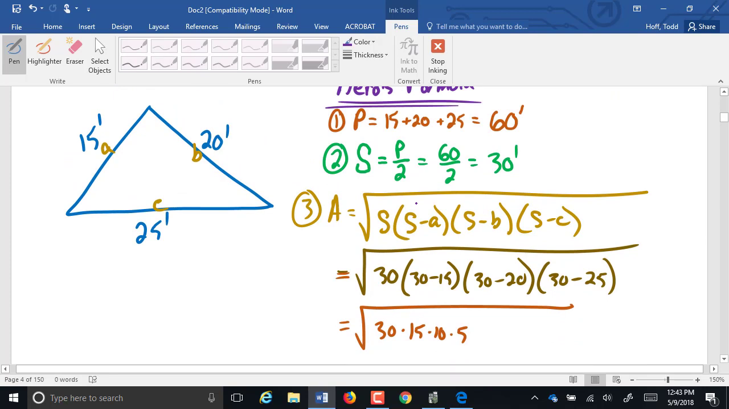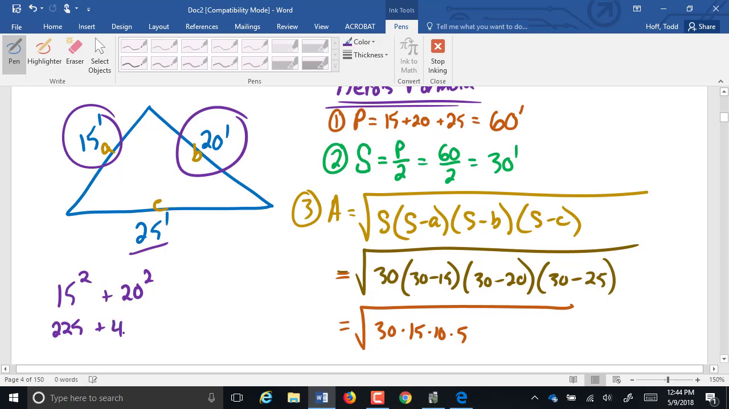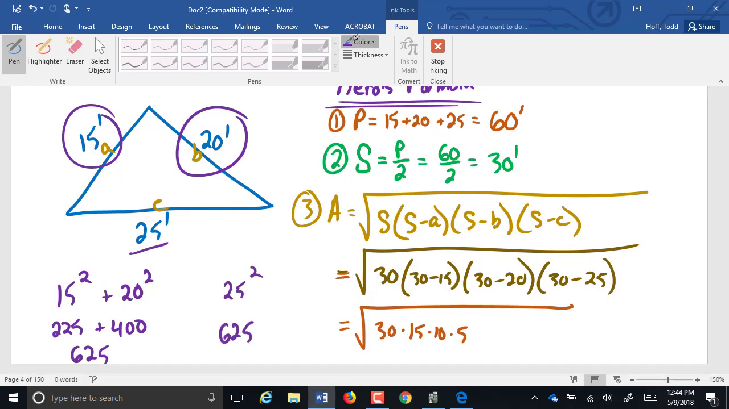So how would I know that this is a right triangle without going through that whole area? Pythagorean theorem. Which two sides would have to be the legs? The smaller ones. The hypotenuse would have to be the larger one. So if we tested 15 squared plus 20 squared, that's 225 plus 400, 625. What is 25 squared? 625. So since those are equal, that is a right triangle, and the right angle has to be between the two smaller sides.